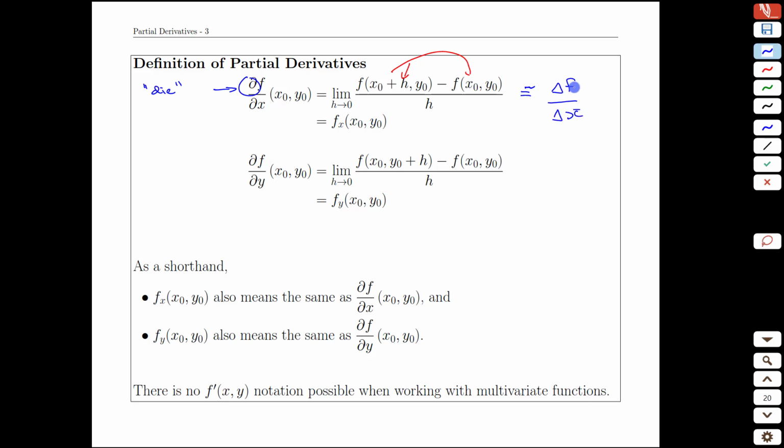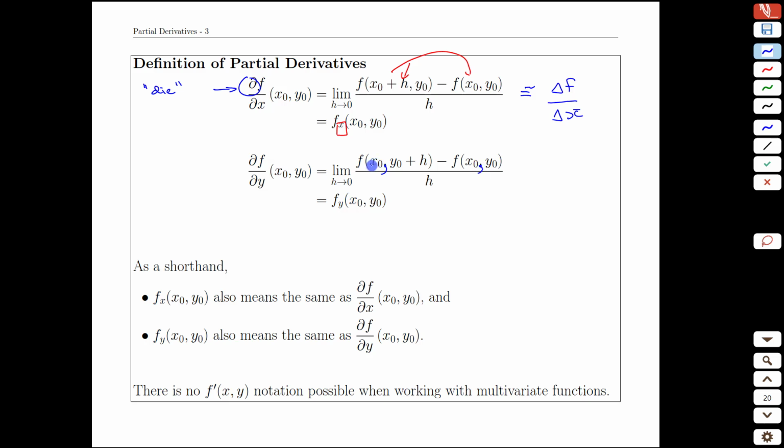So it's approximated by this difference here, but if we want the actual derivative, we take the limit as that step size goes to 0. And another notation we use for short form is f sub x at x naught, y naught. In the y expression, everything else is the same.